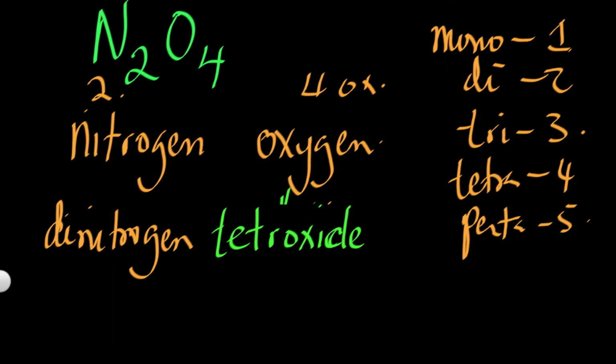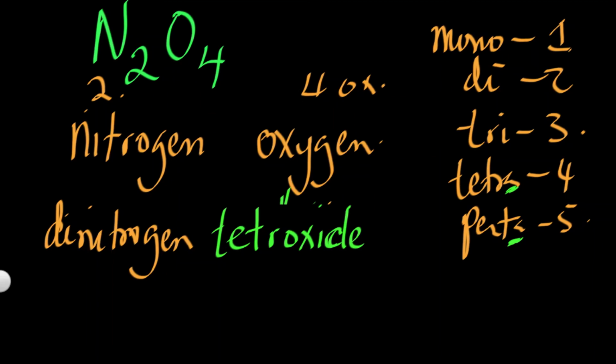If the prefix has an A at the end, and the element after it starts with an O, we skip the A. So this is tetroxide instead of tetraoxide. If it is 5 oxygens, we're going to call it pentoxide instead of pentaoxide. We call it pentoxide. Very, very important. So this is dinitrogen tetroxide.